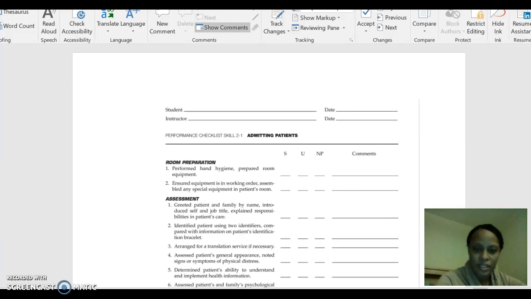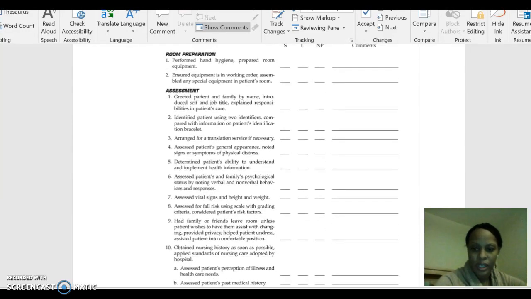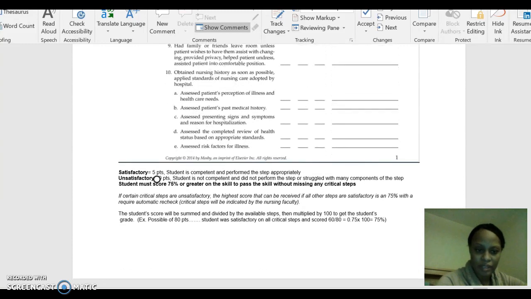Basically, this is a skill that says admitting patients, and so you have an S, you have a U, and an NP. You have an S that stands for satisfactory, a U that stands for unsatisfactory, and an NP is not present, and then you have a place to write down comments. If we move down, I have placed for you our different grading scales.